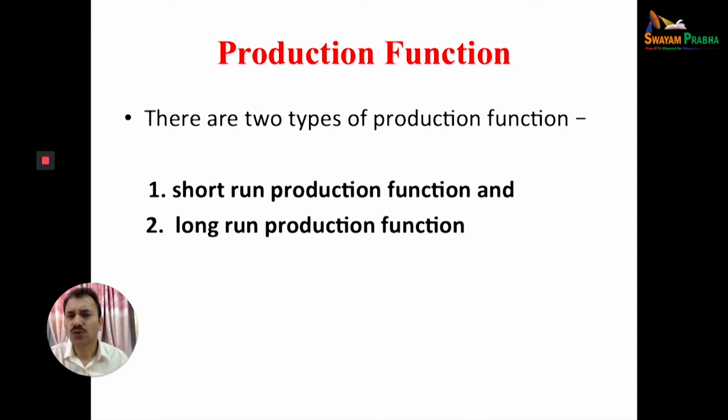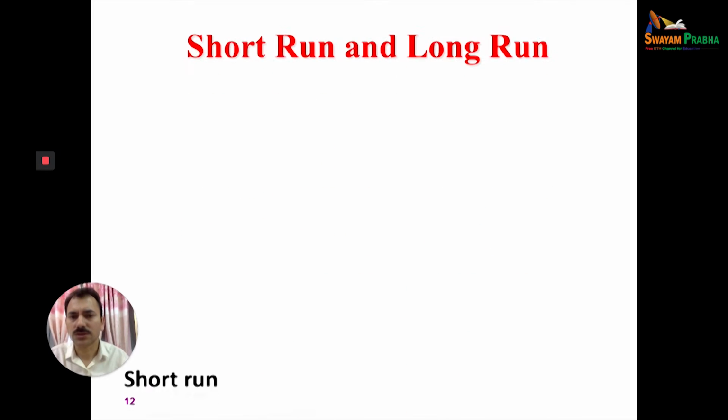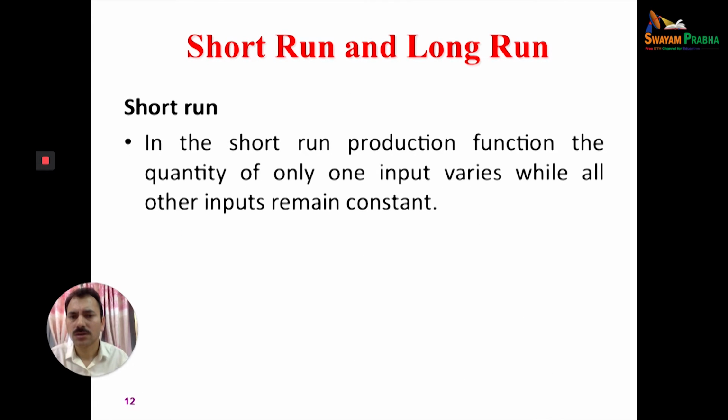There are two important production functions: the short-run production function and the long-run production function. Short run means when the quantity of one input varies while other inputs remain constant. Short run is a time period when some factor of production will be variable. At least labor will be variable, other factors will remain constant.